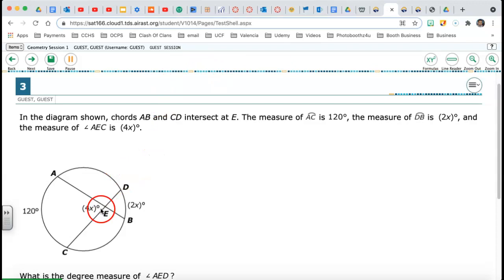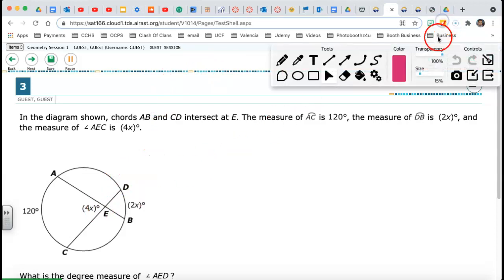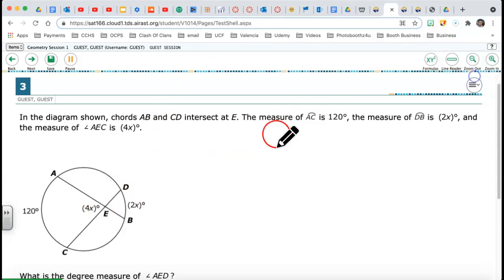Remember, they're saying that that angle, let me get my pencil, that angle AED, which is 4x, is equal to the sum of the two arcs, which is 120 plus 2x, divided by 2. They said add the arcs, divided by 2. Now this is an equation. All right, cool. How do we solve for x?